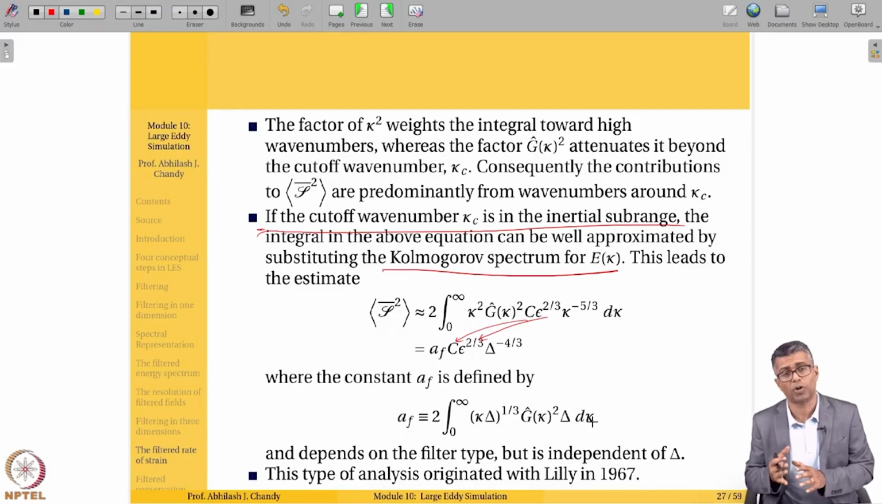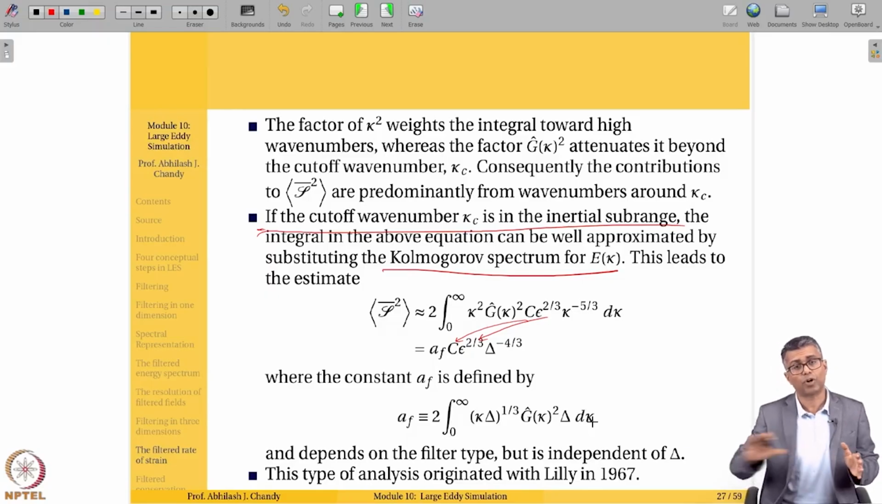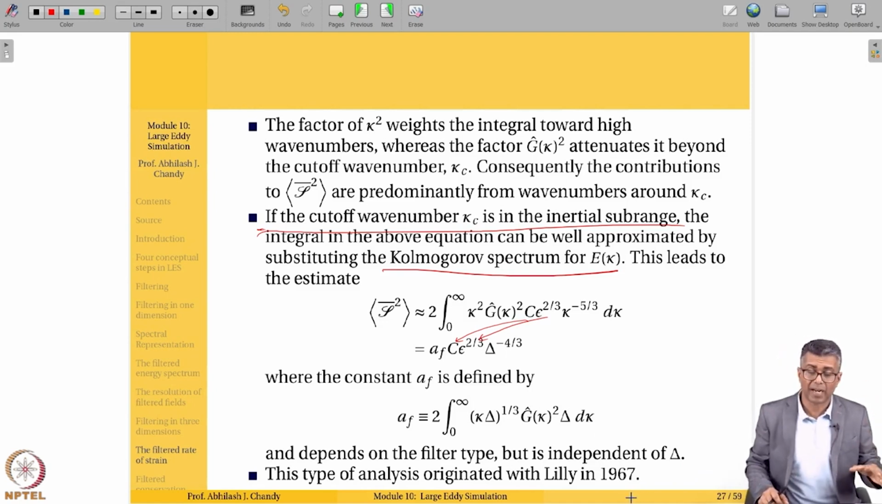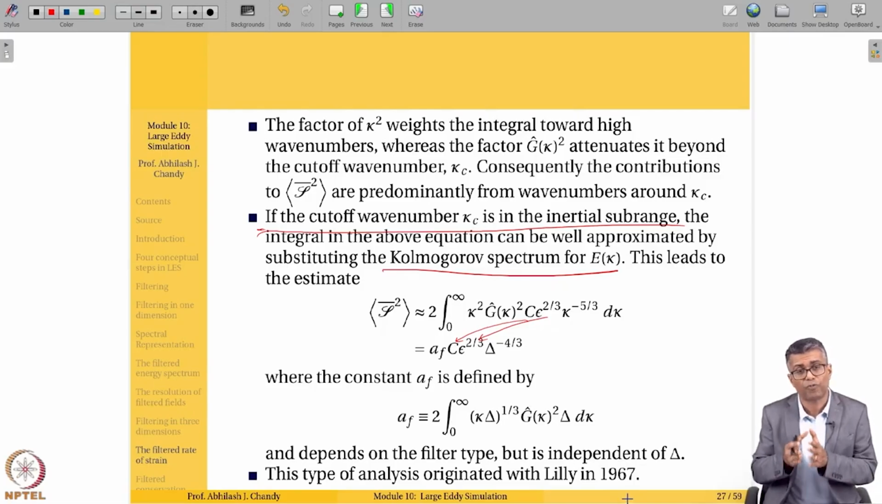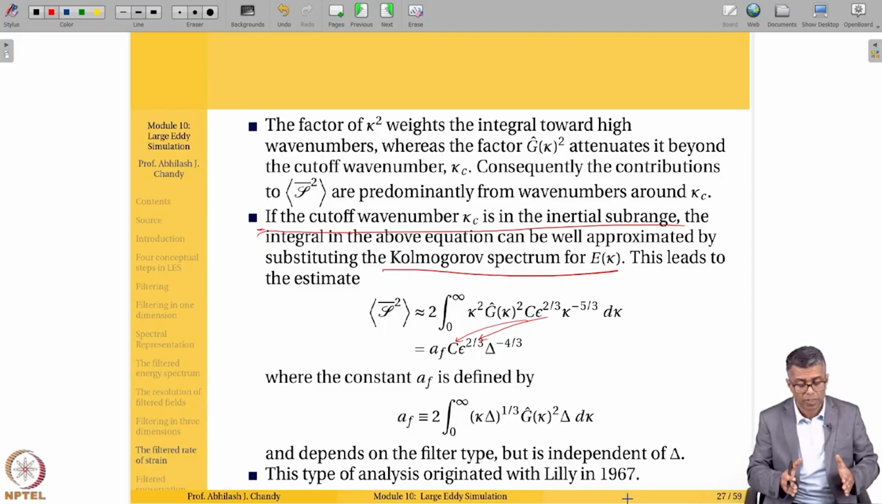Eta, the Kolmogorov length scale, doesn't matter in LES. You're not resolving any of those, you're just modeling those using subgrid scale models. The large length scale does matter, but what is more important in LES is your filter width, because that determines where you stop resolving. That determines until what length scale you are resolving. So delta is what matters. Naturally, I would scale my wave number with filter width, and that's what I'm doing.